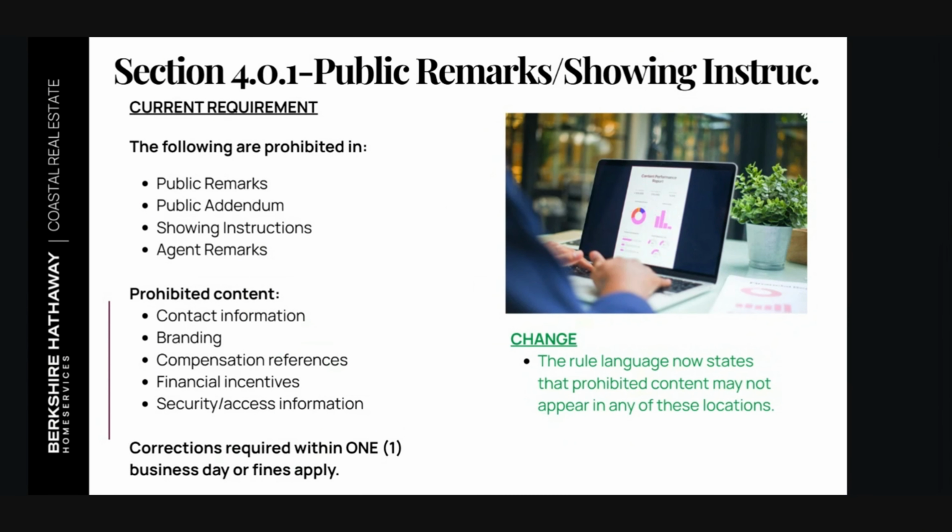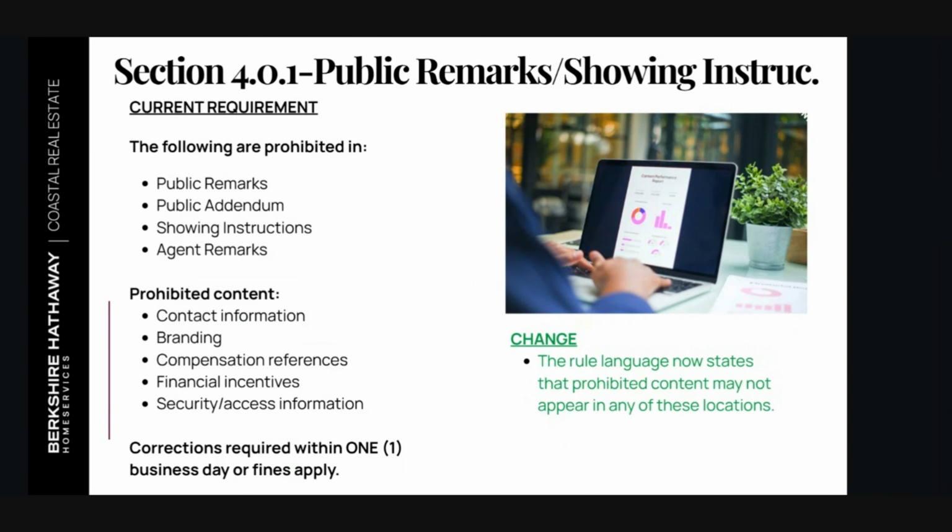Next is section 4.0.1, which is public remarks and showing instructions. Okay. The current requirement is that certain types of information, again, are not permitted anywhere within the MLS remarks or instruction fields. This includes public remarks, public addendum, showing instructions, and agent remarks. Prohibited content includes contact information. Again, these are not issues, but it's important that we talk about it, because if I don't and then you do it, it comes back on me.